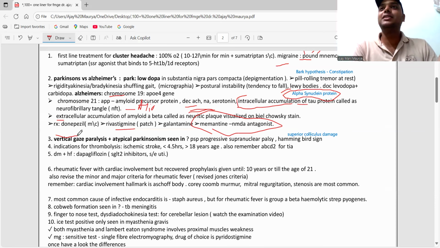That's why there is a recurrent fall here, and there is atypical Parkinsonism, meaning the tremors will be more on the axis, not on the limbs. So this is called progressive supranuclear palsy. What happens here? The superior colliculus region is going to be damaged. That's what leads to PSP. In MRI, we'll see the hummingbird sign.